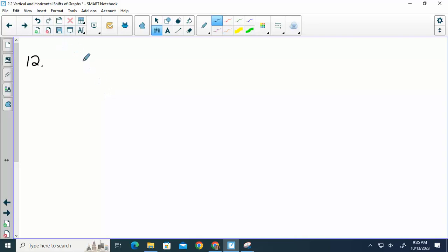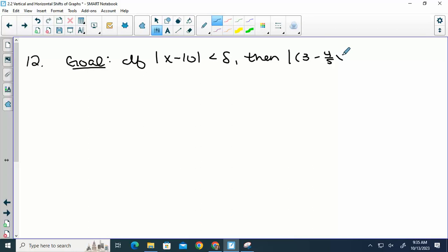Alright, so we want to prove the limit. So the goal, formal definition: if the absolute value of x minus a, my a is 10, is less than delta, then the absolute value of f of x, so that's the function, minus the limit, so minus negative 5 would be plus 5, is less than epsilon.